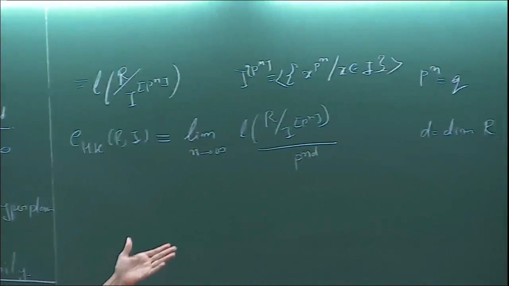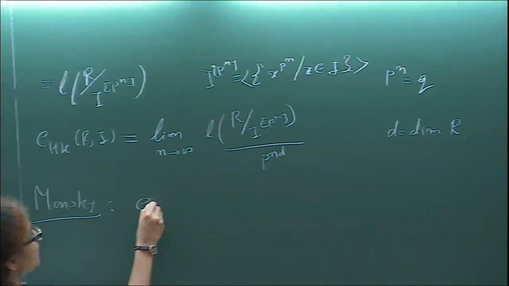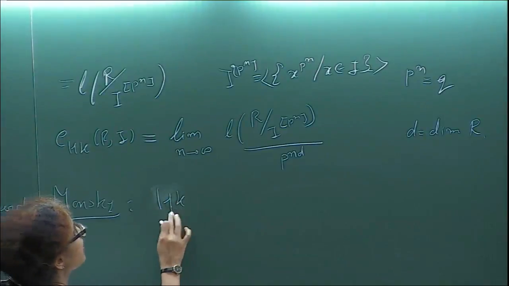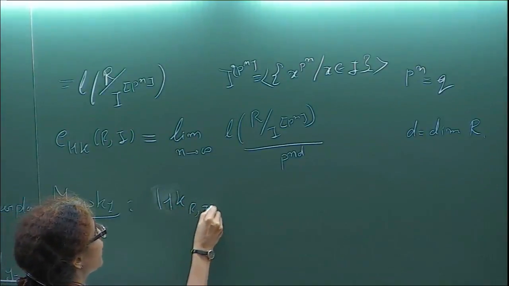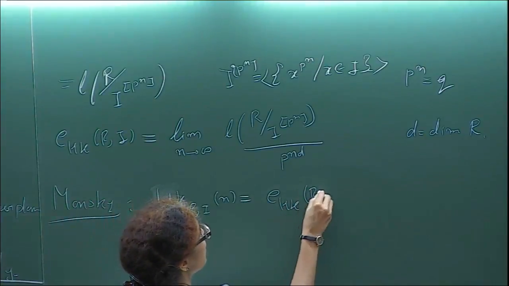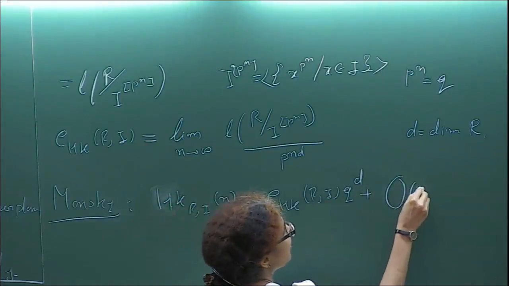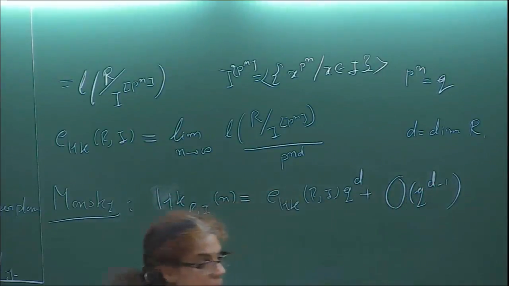So first of all, you should ask whether this limit exists. This was a result of Monsky. In fact, you can write this HK function of the pair (R, I) to be e_HK(R, I) q^d plus big O of q^(d-1). So here it is no more that I can claim this length behaves like a polynomial.